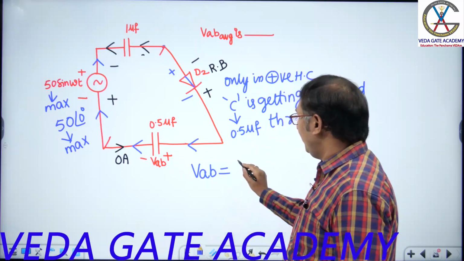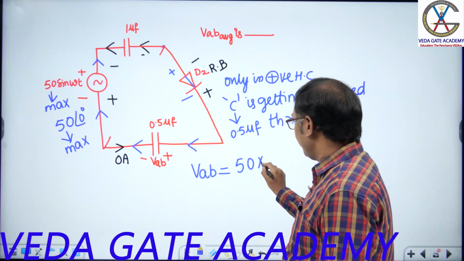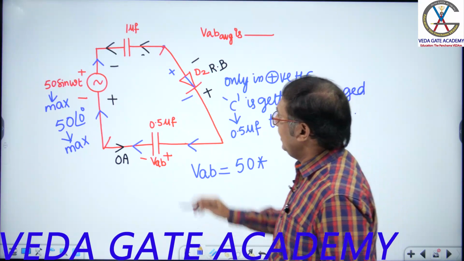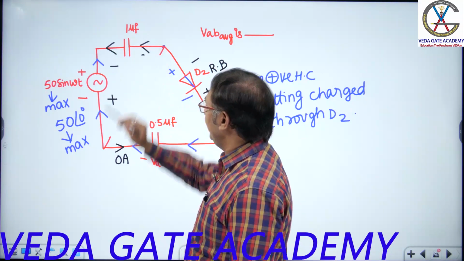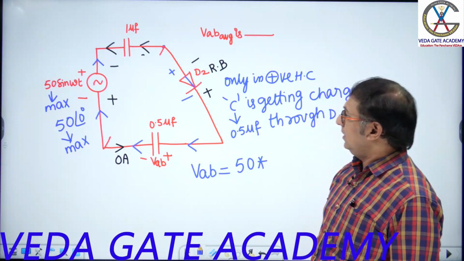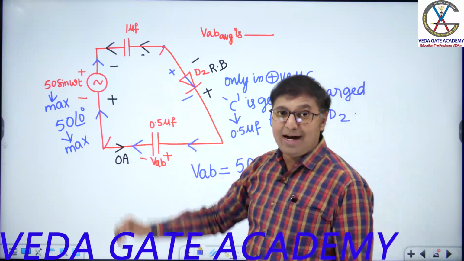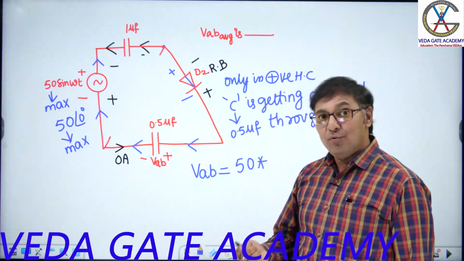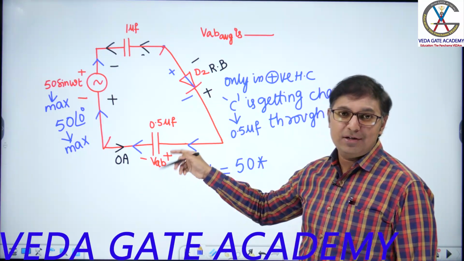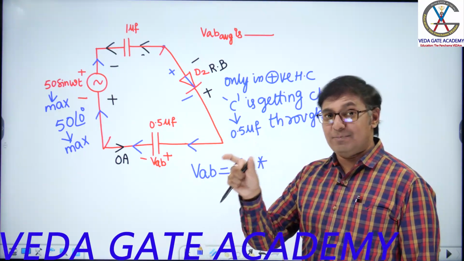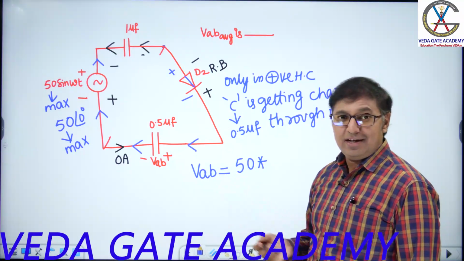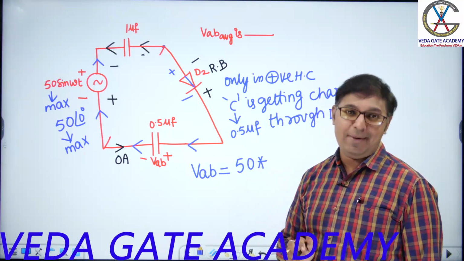50 into minus j by omega C, or how shall we do this? As omega is not given, if omega is given, we convert into ohms. When we write in ohms, we go with respective ohmic value by total ohmic value. Here omega is not given. Let us go with voltage division of capacitors.